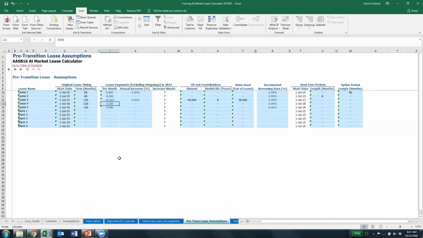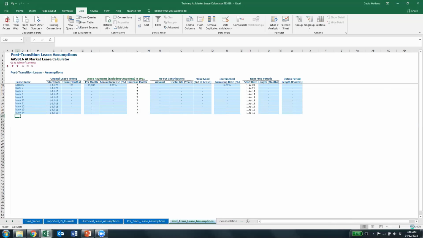With the exception of these two, if you can remember that the facts told us that lease 4 was subject to a market rent review. And the market rent review went to 4,500 on 1 July 2020. So we put in the new number. Lease 5 had a CPI increase. The index went from 100 to 102 in July 2021. We put in the new payment. So you update those cells.